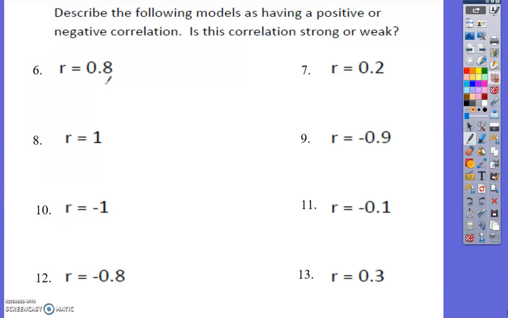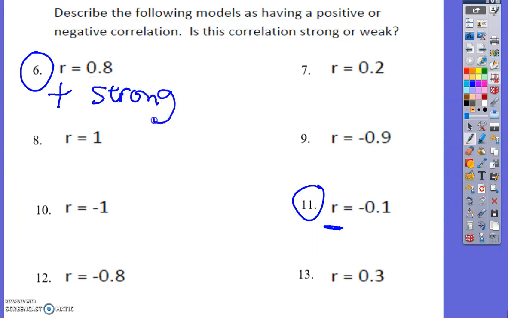So this is positive because it's a positive number. And actually, let's go ahead and do 11. So I'm going to do 11 and 6. This one is negative because it's a negative number. Since this is 0.8, I'm going to go with strong, and it's not perfectly strong like a 1 would be, or a 0.9, but it's strong because it's above 0.5.